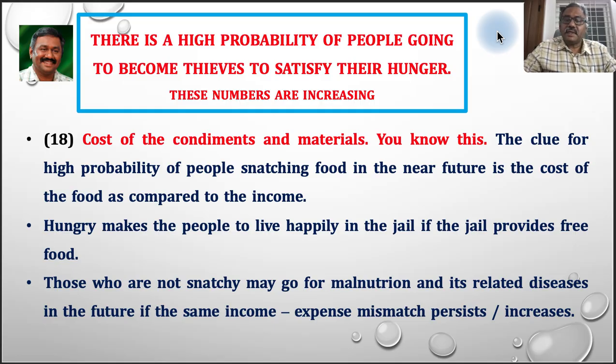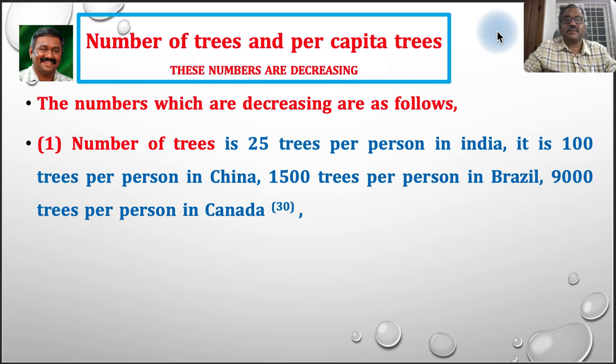Cost of the condiments and materials, you know this, all of you know how it is rising. The clue for the high probability of people snatching food in the near future is the cost of the food as compared to the income. Hunger makes people live happily in jail if the jail provides free food. Those who are not snatchy may go for malnutrition and its related diseases in future if the same income-expense mismatch persists or increases.